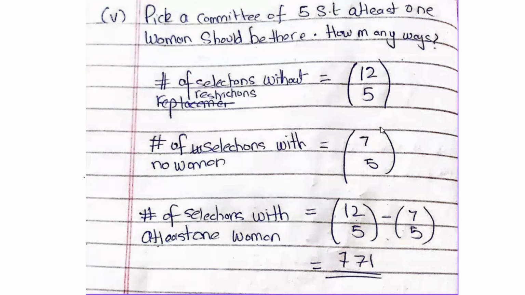So let's see the number of selections with no woman. We know there are 7 men and 5 women, so you choose all 5 individuals from the men. So 7 choose 5. So the number of selections with at least one woman would be the number of selections without restrictions minus the number of selections with no woman. This will tell us all those committees where you have at least one woman. So we can just subtract those committees that have no woman from all possible committees to get the number of committees with at least one woman.